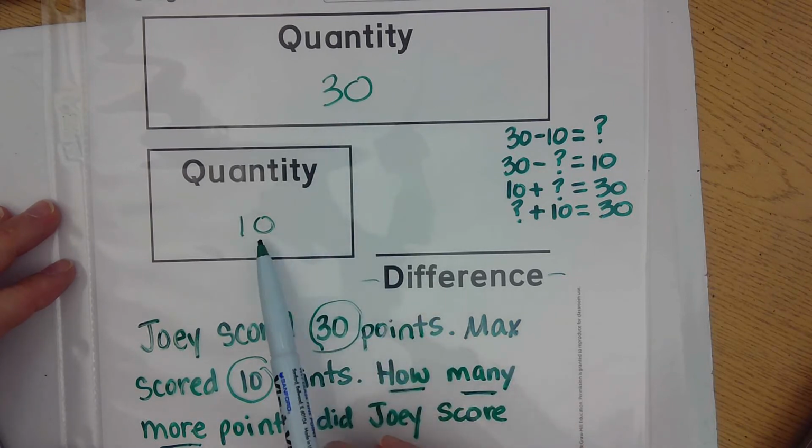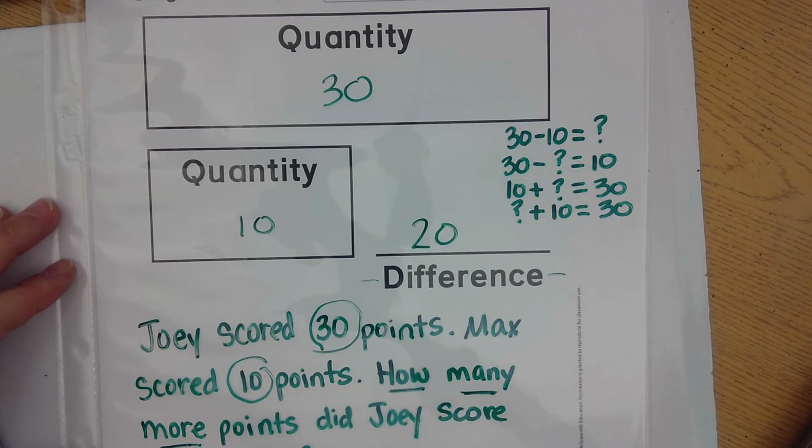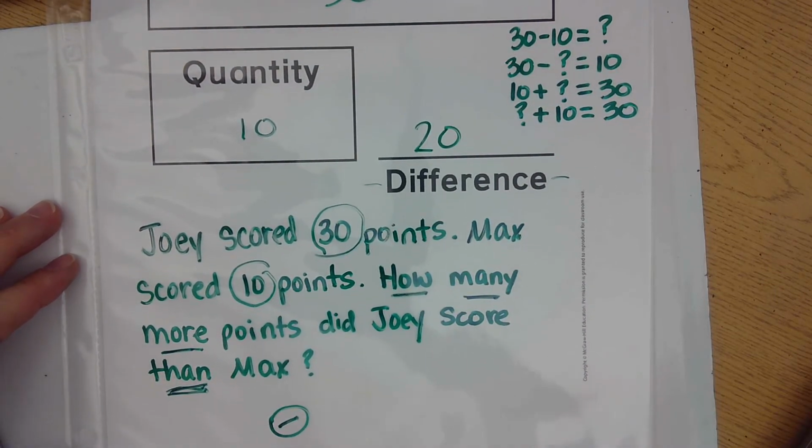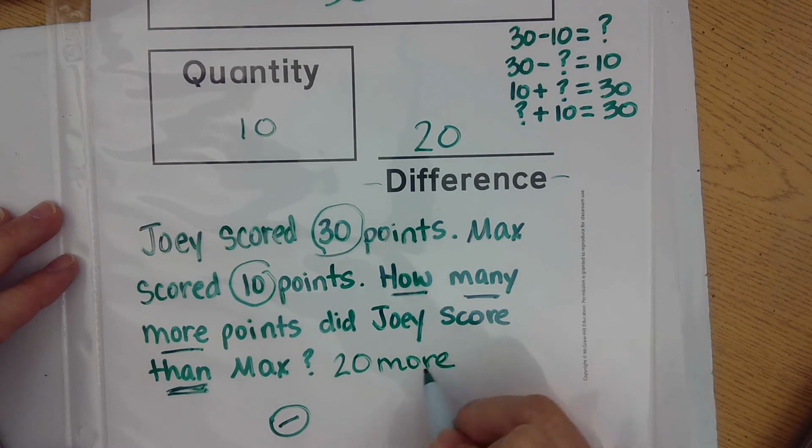So what is 30 take away 10? If you said 20, you are correct. So how many more points did Joey score than Max? 20 more points.